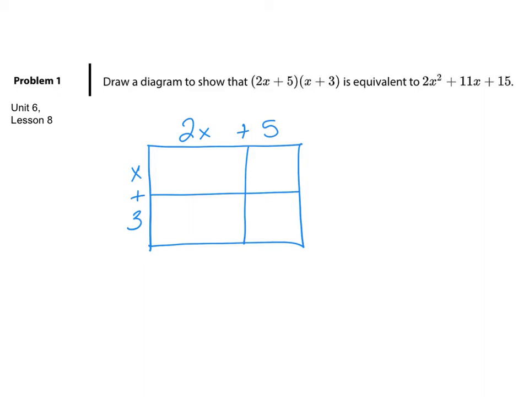And then as we go through and fill in the boxes, 2x times x is going to be 2x squared. x times 5 would be 5x. 2x times 3 would be 6x. And 3 times 5 is 15.